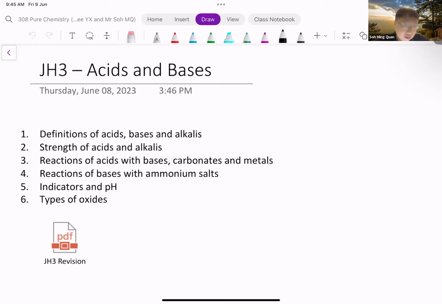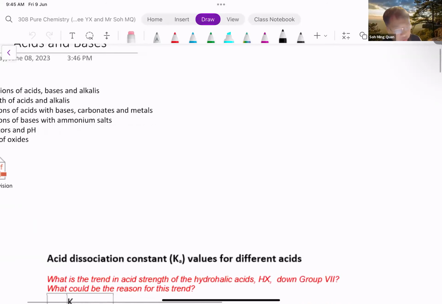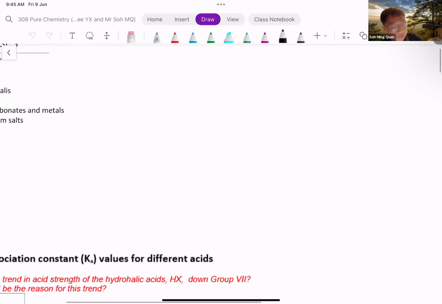Now in today's lesson, we're going to be doing a short summary of some of these things, while for others, I will guide you to where you can revise for them. A good resource that you should revise from is always your notes. So you might want to go back to your acids and bases notes from Sec 3 to go through some of these concepts again. Now we will start off with the definitions, and that's very important. So what is an acid?